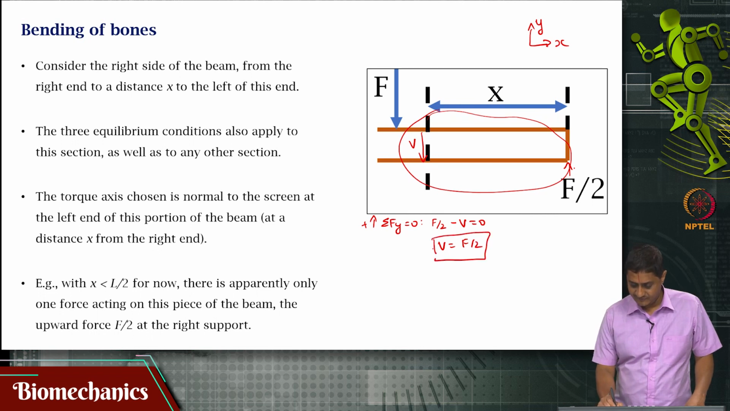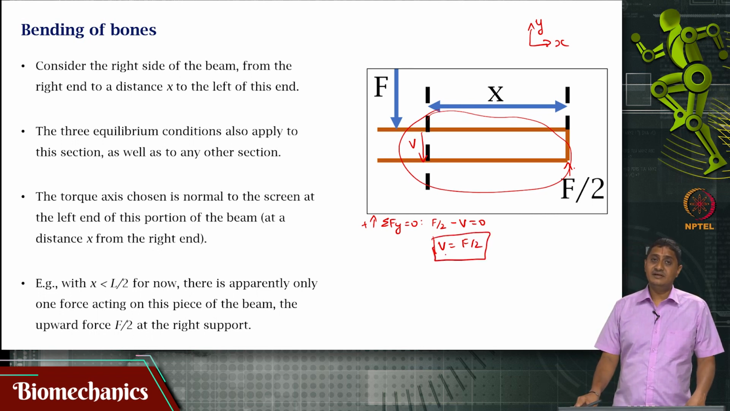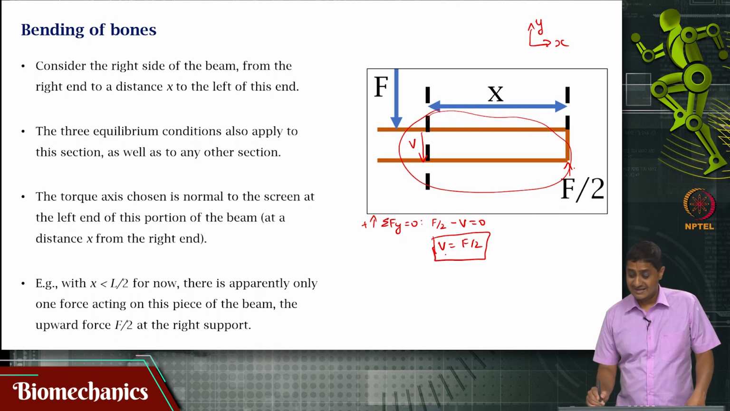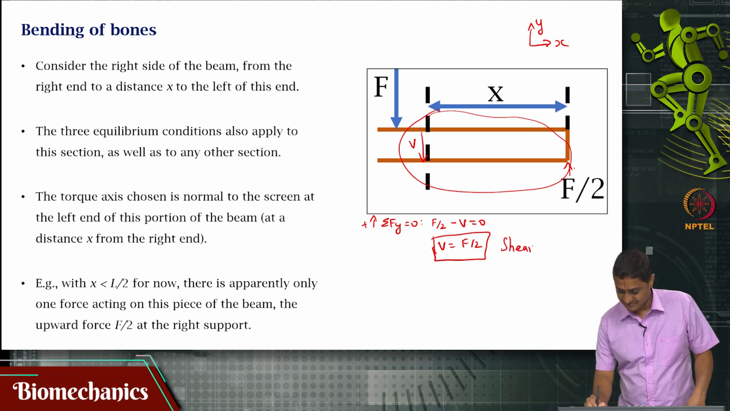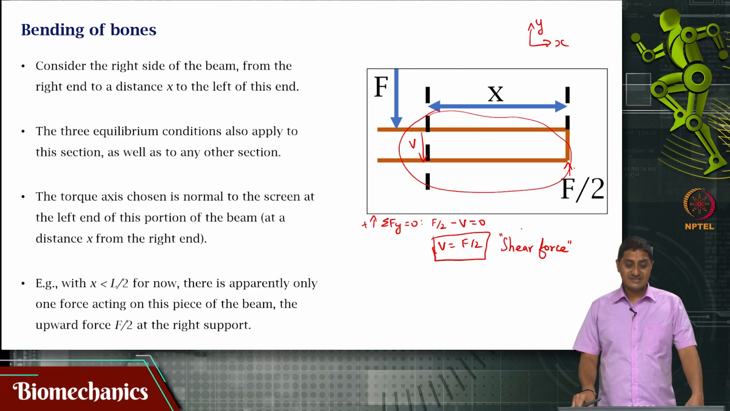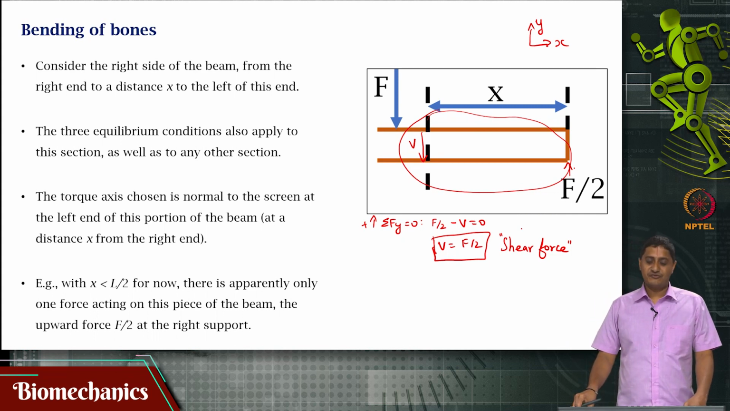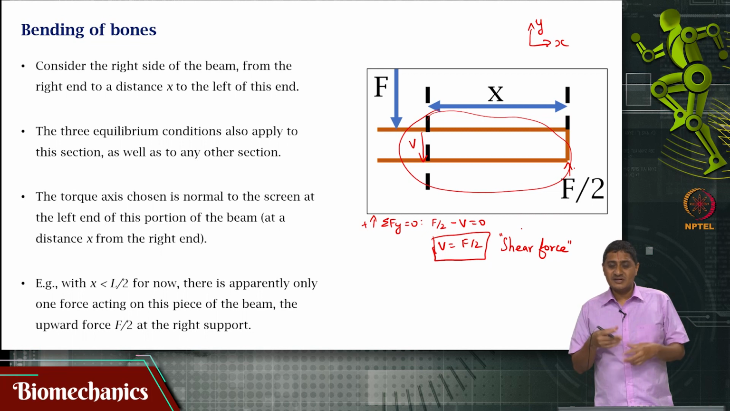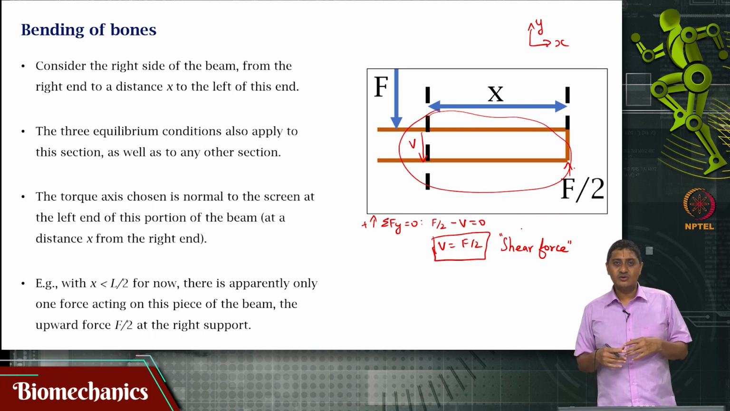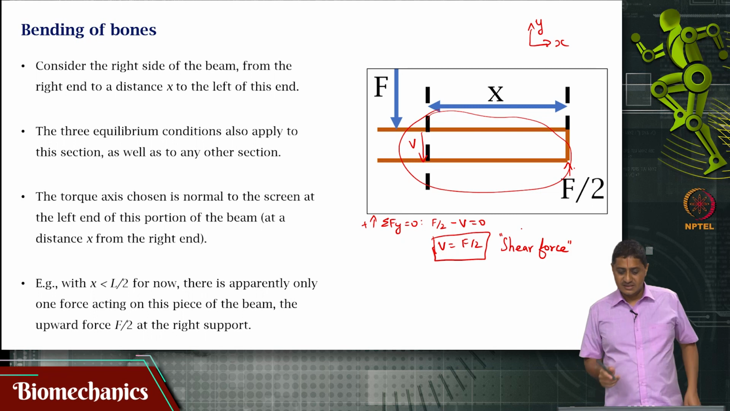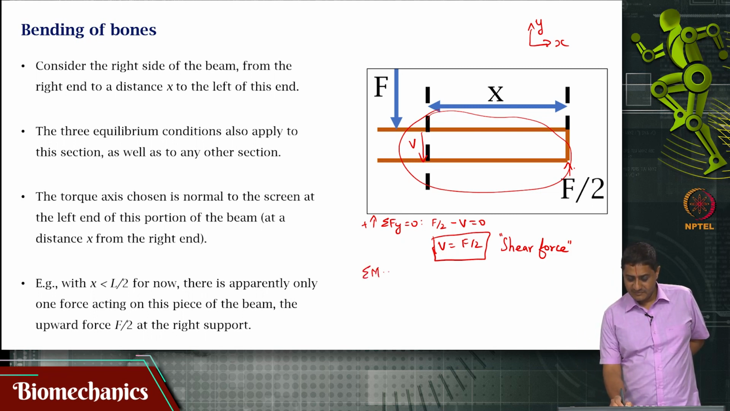This V that is internal to this beam is called the shear force. Okay. This is the internal shear force. Also, because this beam as a whole is not rotating or is not undergoing a rotational disturbance, I know that sigma M is equal to 0.